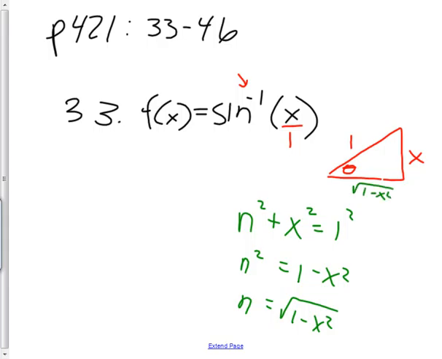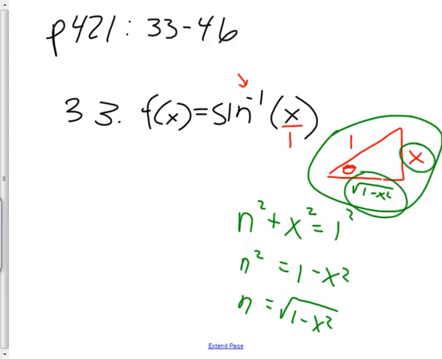Now what's cool about that? What they're going to ask you is, okay now, what's cosine of that? Well, if I've got all the sides, it's really easy to do cosine of that. Cosine would be adjacent over hypotenuse. If I wanted tangent, it'd be opposite over adjacent. I would just write down x over square root of 1 minus x squared.